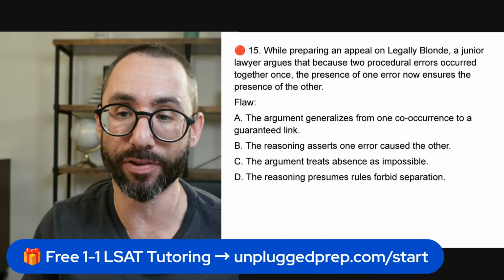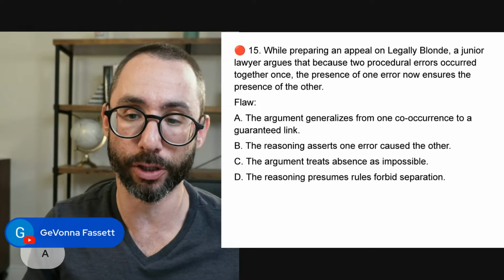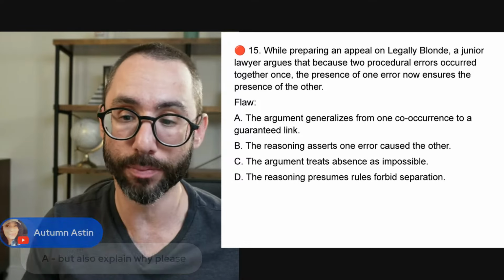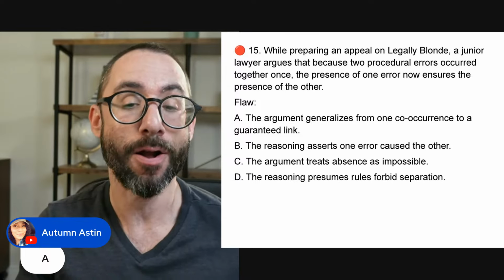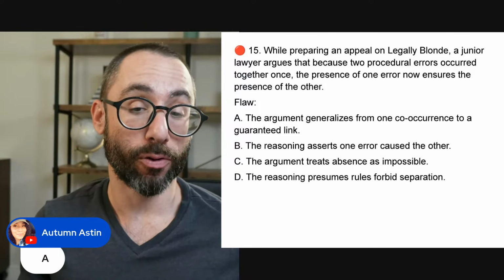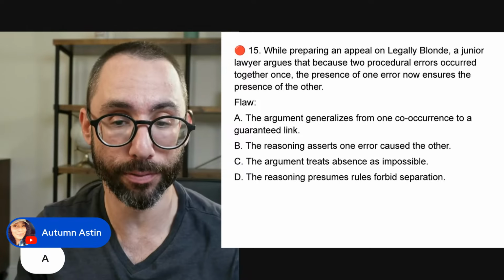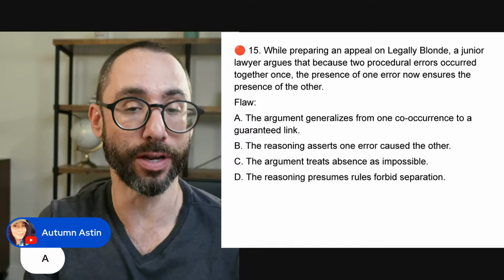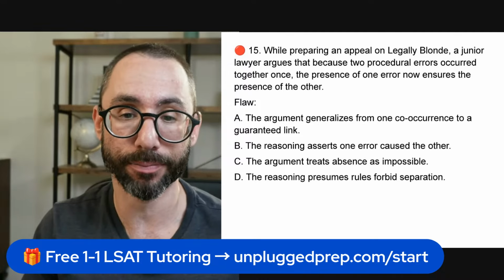Well done, of course. I see a ton of folks got it. Anne, Nathan, Zuli, Passion, Giovanna, Dua Akbar, welcome. Autumn, all saying choice A. Yes, the answer is in fact A. A is just a fancy way of referring to a correlation causation flaw. Generalizing from a co-occurrence in association to the guaranteed link, meaning the causal relationship. So yes, the answer is A.